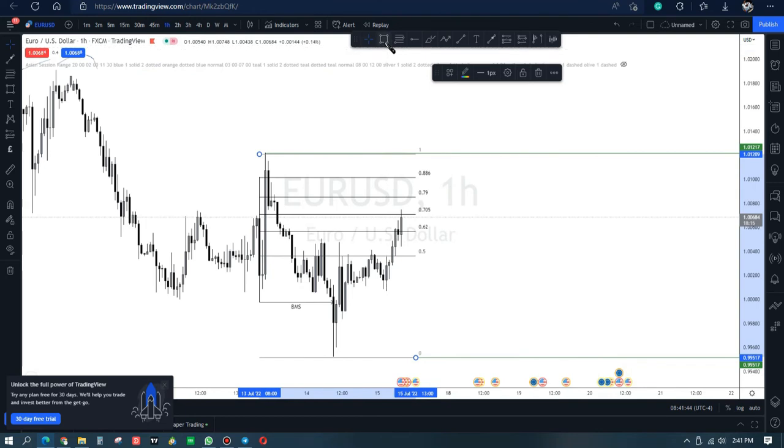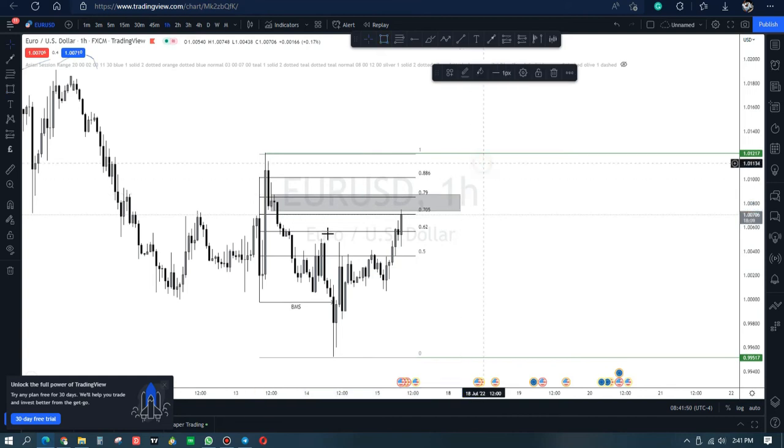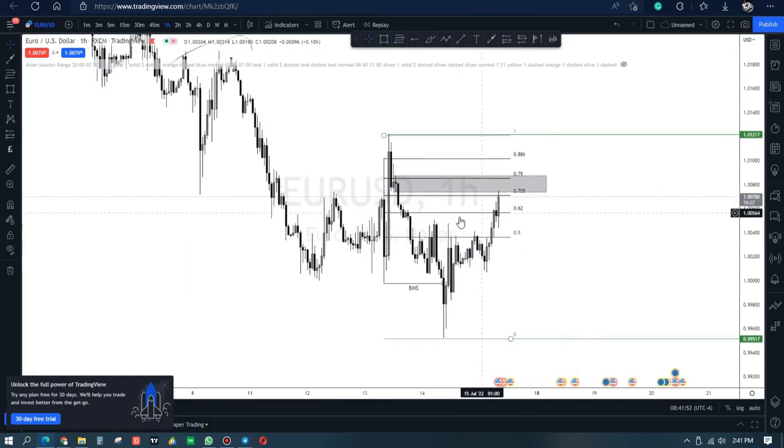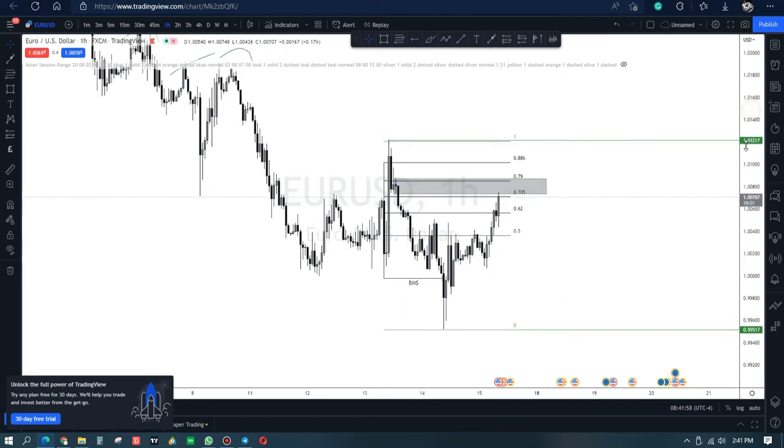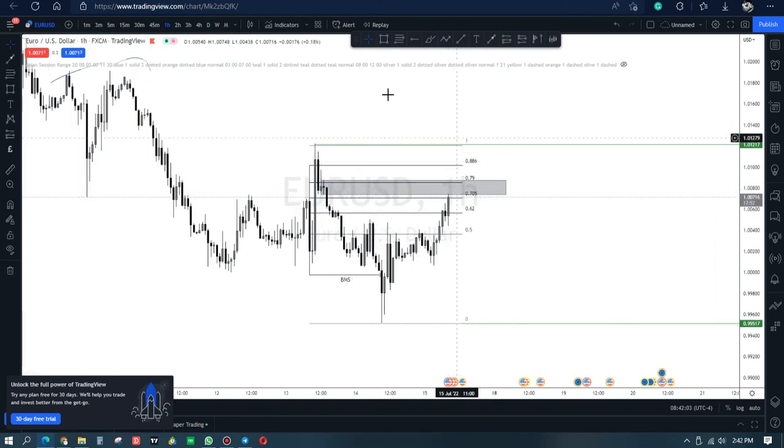I would like to look at the indecision candle that lies in between 70% and 79%, which is a perfect alignment of our premium levels, which means this is a perfect place to be looking for sales in this market.